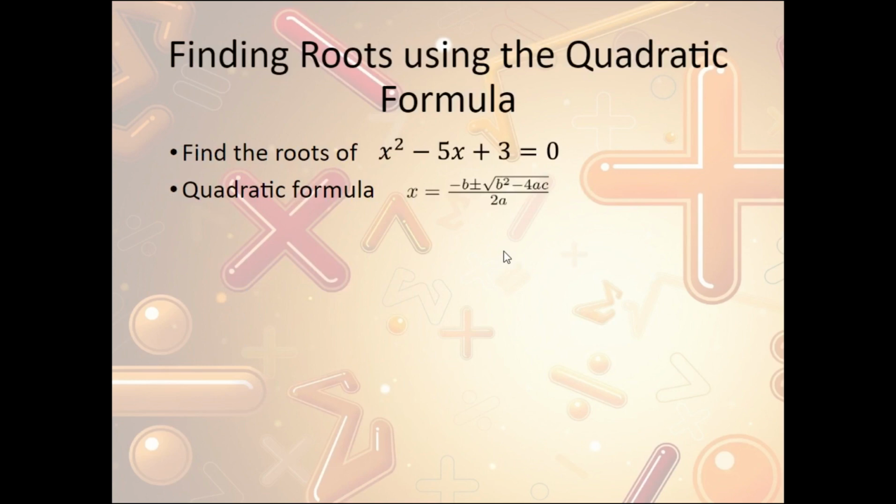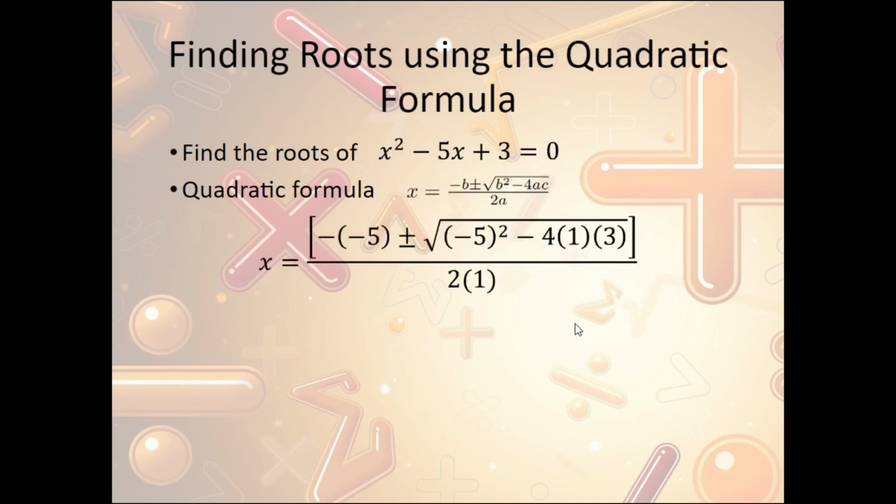Okay, so let's take a look here. We're given x squared minus 5x plus 3 is equal to 0, and we're asked to use the quadratic formula. So we're going to plug in. Negative b, so that becomes negative 5, which is positive 5, plus or minus the square root of negative 5 squared minus 4 times a, which is 1, times c, which is 3, over 2 times a, which is 1. And we end up with this.